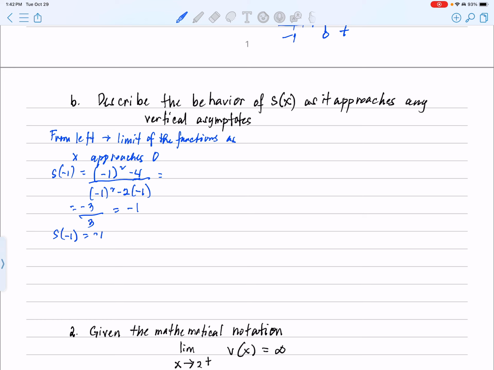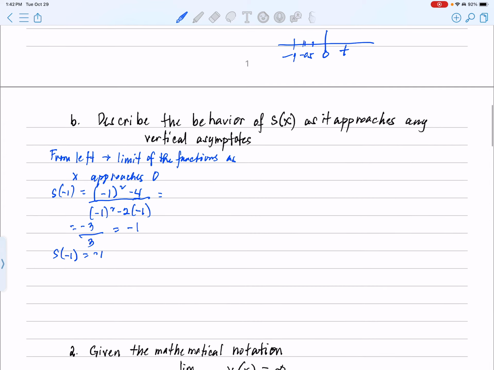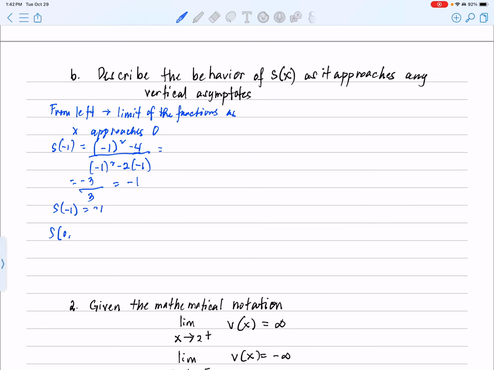Right? I'll move a little closer to 0. Like in the middle, I will try negative 0.5. Somewhat a little bit closer. So I have negative 0.5 squared minus 4 over negative 0.5 squared minus 2 times negative 0.5. So by computing, I'll get S of negative 0.5. I get a negative 3. Okay, by computing.